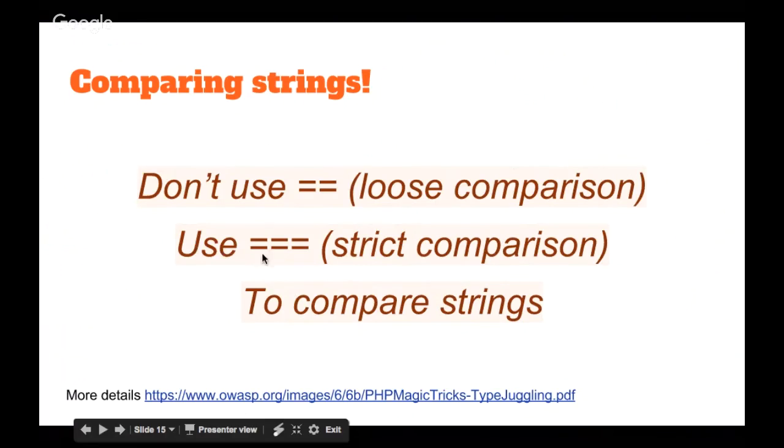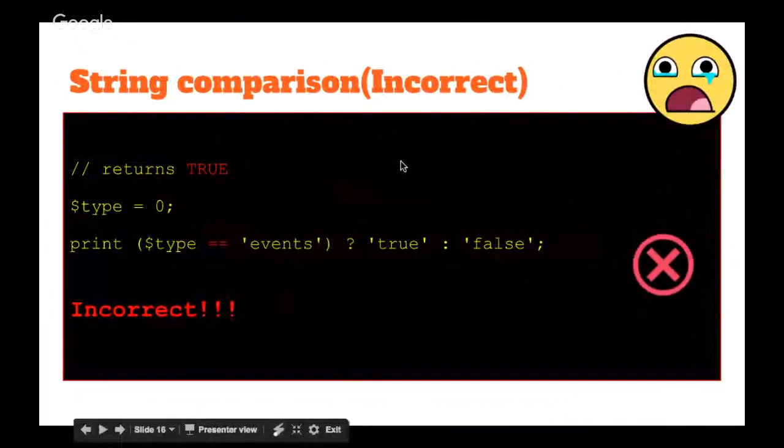Instead, we should use triple equals in order to compare strings, since this does a strict comparison, and as such it verifies the data type. So this is the basic way to compare strings. More details are right here, and at the end of these slides you will also see all the documentation. Let's see an example.